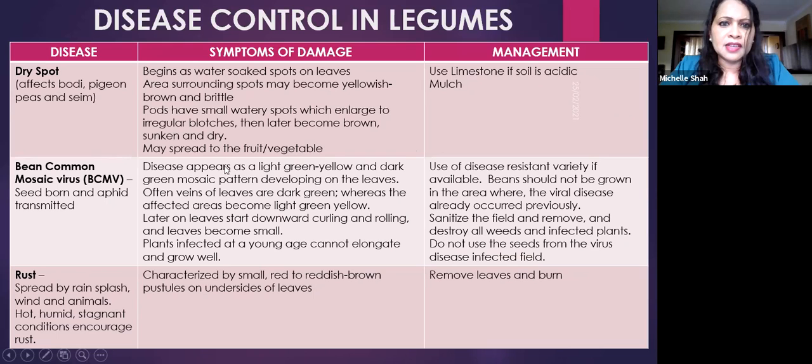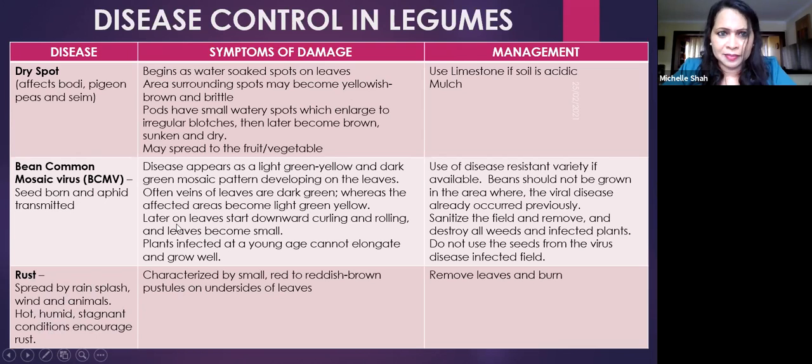Diseases: there are three basic types. The dry spot, which affects the bodhi, pigeon peas, and seim. Then you would have bean common mosaic virus. These are seed-borne and aphid transmitted. And thirdly, the rust disease, which is spread by rain splash, wind, and animals. Hot, humid, stagnant conditions encourage rust.